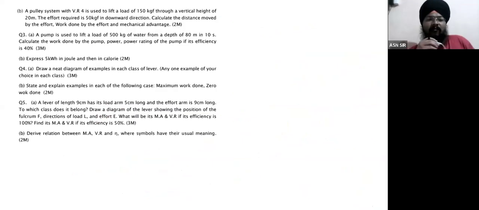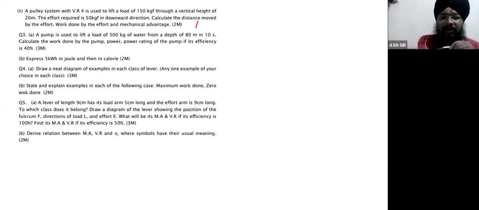Next numerical, we have B. A pulley system with a velocity ratio 4 is used to lift a load of 150 kgf through a vertical height of 20 meters. The effort required is 50 kgf in downward direction. Then you are supposed to find the distance moved by the effort, work done by the effort, and mechanical advantage.